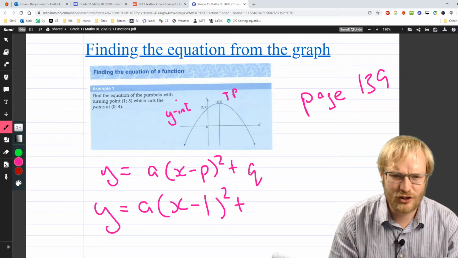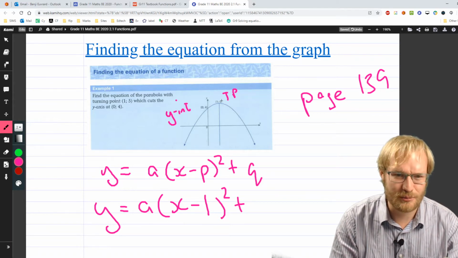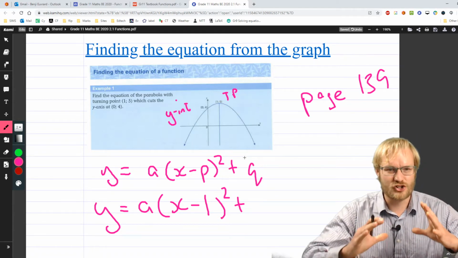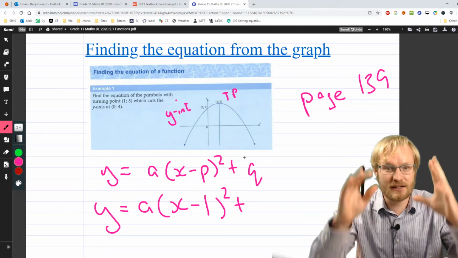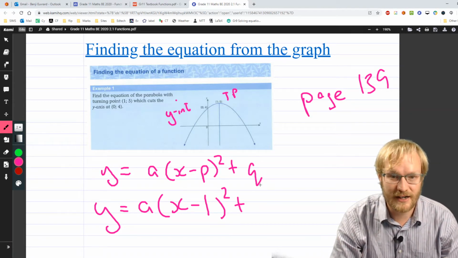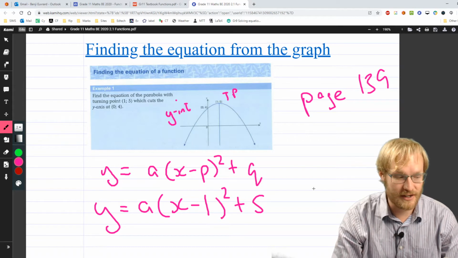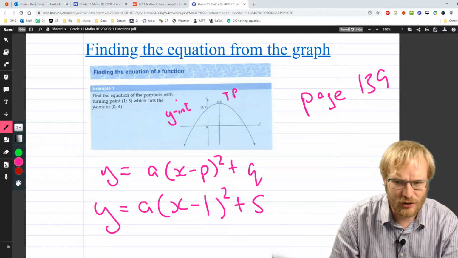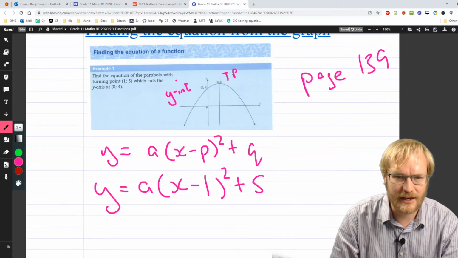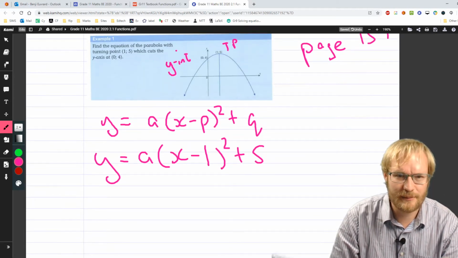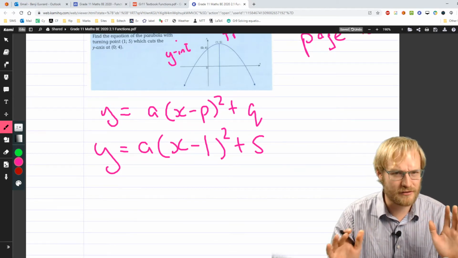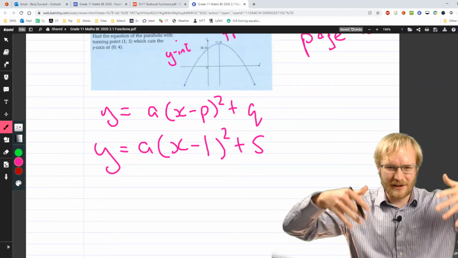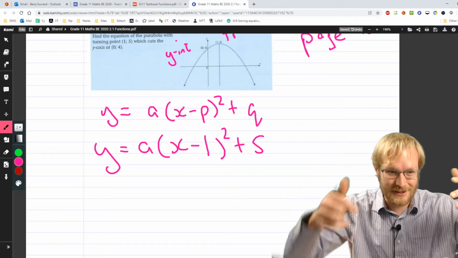Okay, then q is quite easily just the turning point y value itself. So this whole parabola's been shifted up, it's been translated up vertically by 5, so it's going to be plus 5. That we just substitute in straight away. Now our a value, we do know a little bit about our a value. We know that it should come out to be positive or negative. What do you think? It should be negative, right? Because it's a sad parabola, and our sad parabola is a negative a.